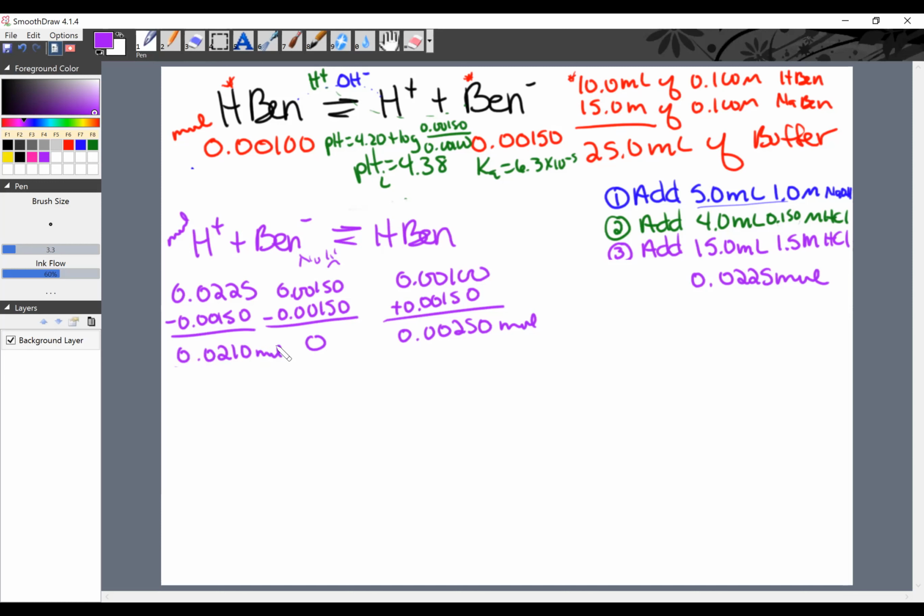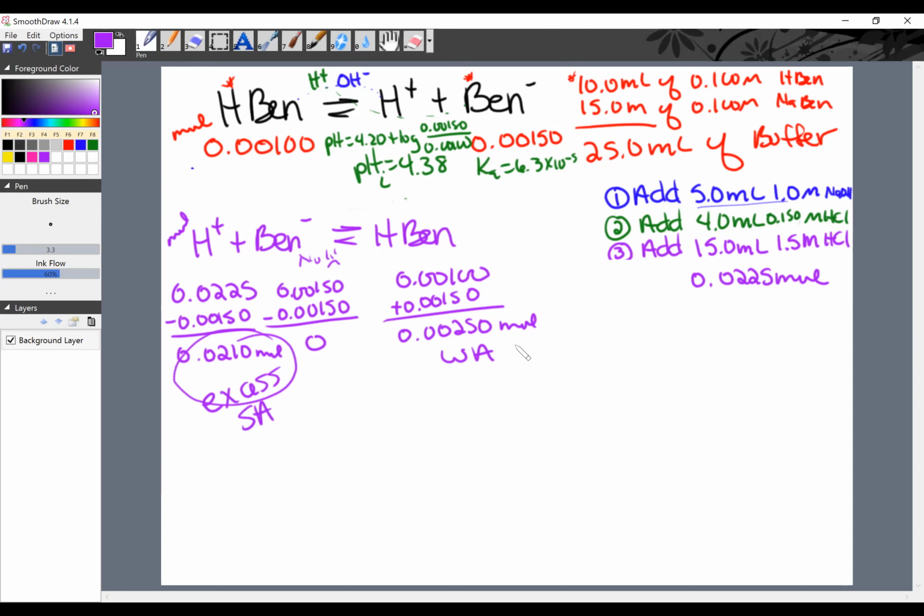Am I still buffered? No, I cannot use the Henderson-Hasselbalch, so I need to look at what in the world is going on. I have excess strong acid, and I have some weak acid. Who's going to be controlling my pH though? It's not the weak acid. It's going to be the strong acid.